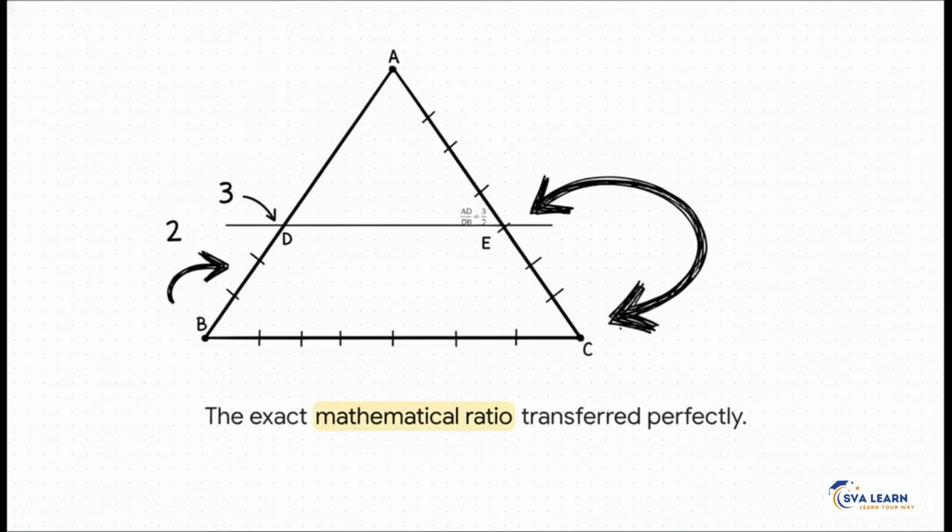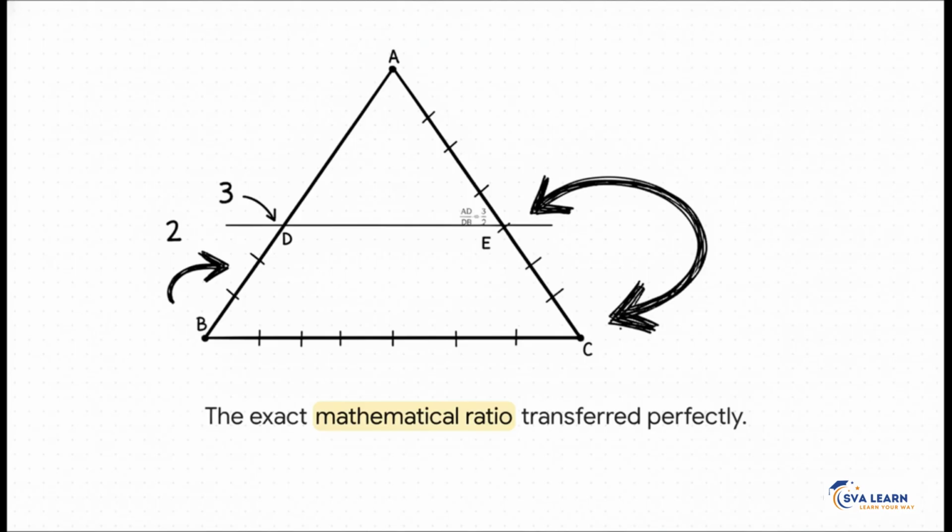Because we deliberately spaced our points on the bottom arm, we can literally count that the ratio of segment AD to DB is precisely 3/2. And incredibly, if we measure the top arm, the ratio of AE to EC gives us the exact same fraction. Let's break down why that's so cool.